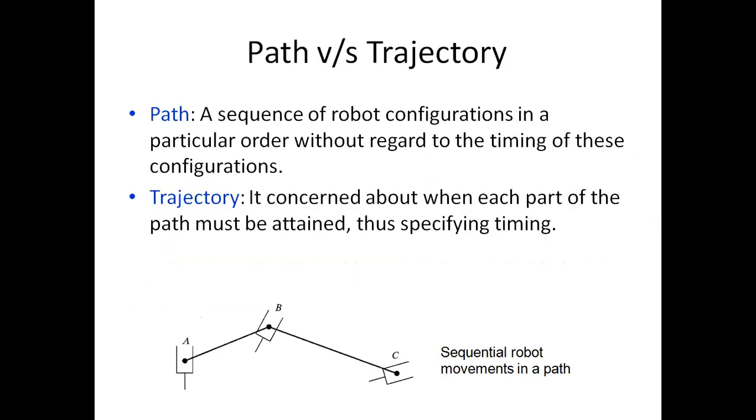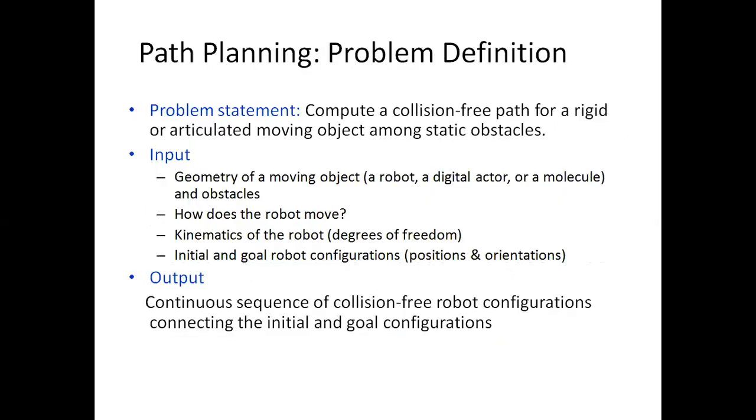When you are going for path versus trajectory, a path is a sequence of robot configurations in a particular order without regard to the timing of these configurations. A trajectory is concerned with when each part of the path must be attained, specifying the time. So we have to define the path planning problem: compute a collision-free path for a rigid moving object among static obstacles.